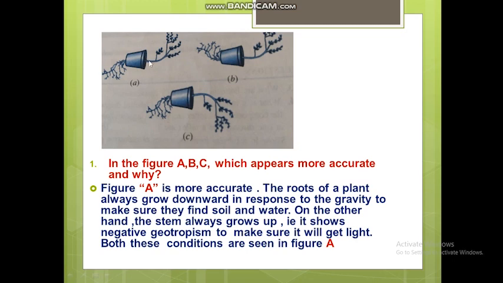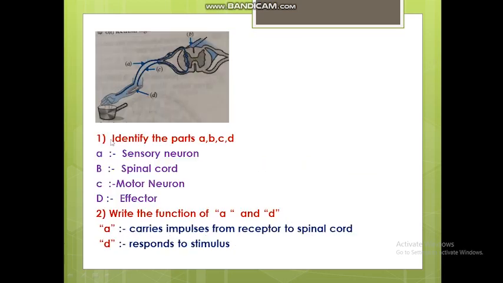That is, this is showing the positive phototropism. So, both the conditions are seen in the figure A. Figure A appears to be more appropriate. Let us move to the next question.